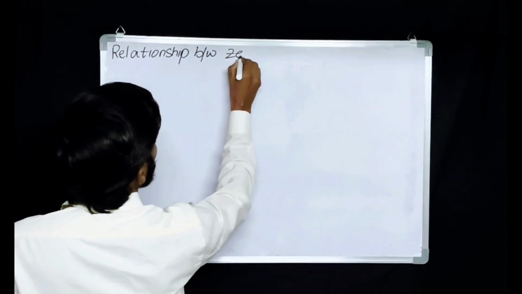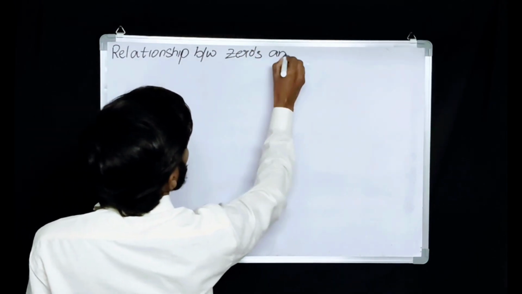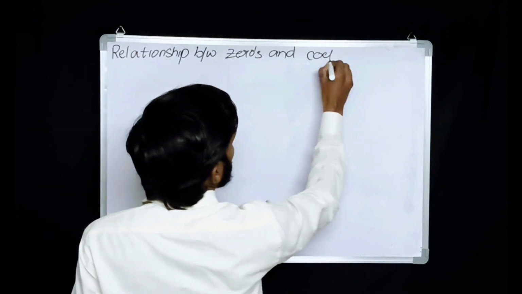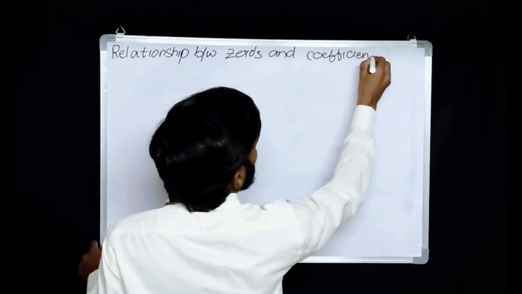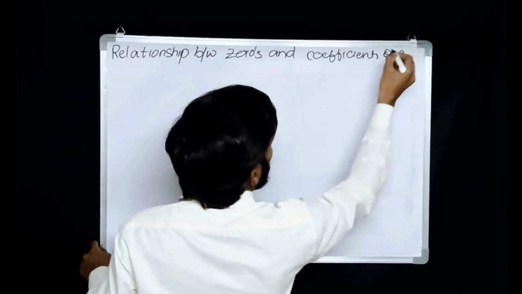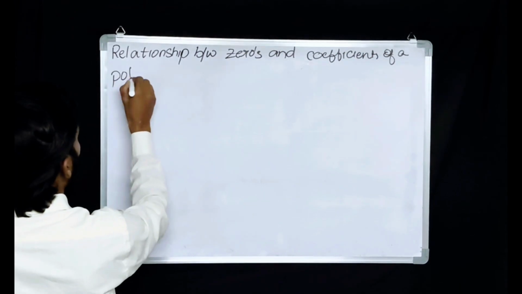Relationship between zeros and coefficients of a polynomial.